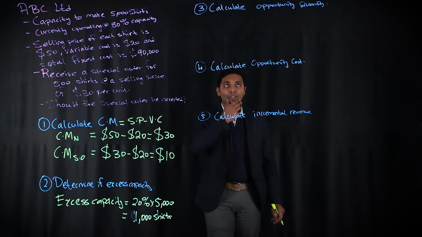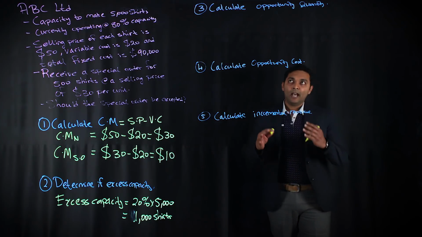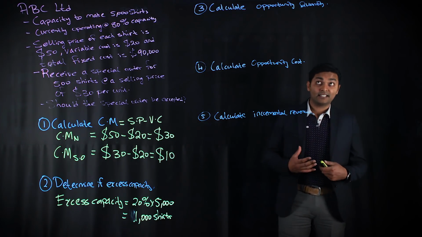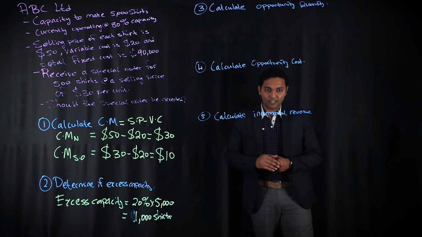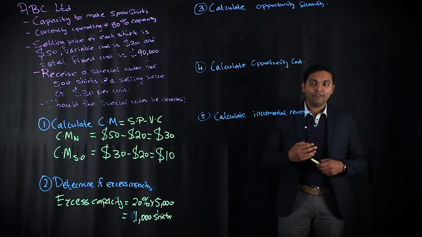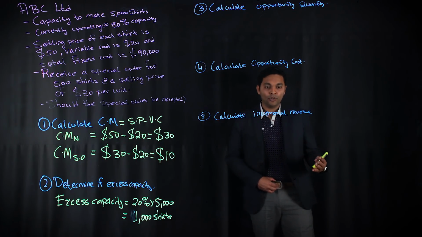Moving on to the third part, which is to determine if we have an opportunity quantity. Before we solve this part, it is important for us to understand what is meant by an opportunity quantity or an opportunity cost. An opportunity quantity is the amount that you have to forgo in order to meet the special order quantity.